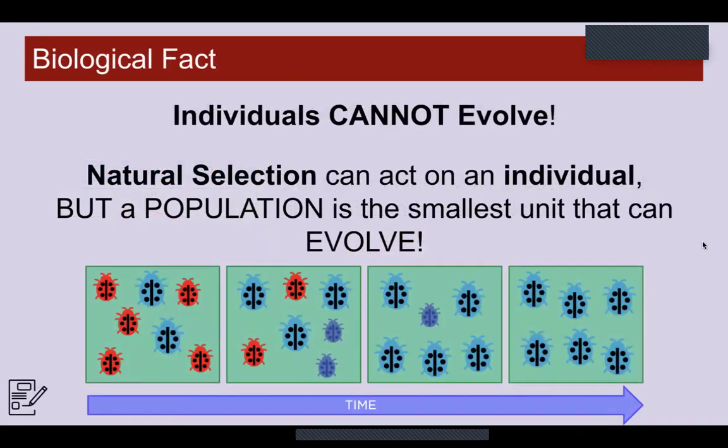Here is your first slide of notes. Individuals cannot evolve. You need to write that down big, highlight it, circle it, put a star next to it. Individual organisms cannot evolve. No matter how much those little red beetles in this picture want to be blue, because the blue ones are most fit, they can't change to blue. Now, natural selection can act on them, and they can survive and pass on their genetics, or die and not pass on their genetics. That's how natural selection works. A population is the smallest unit that can evolve. So again, individuals cannot evolve, but natural selection can act on an individual, and a population is the smallest unit that can evolve.